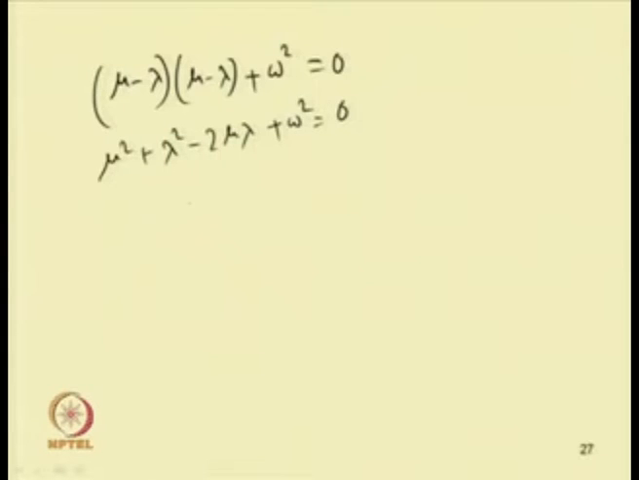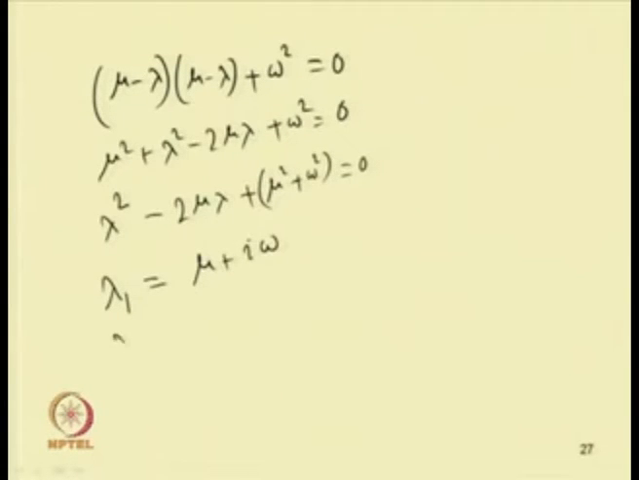So, to solve this equation, I can write lambda square minus 2 mu lambda plus mu square plus omega square equal to 0. From this I can find two values of lambda. So, lambda 1 will be equal to mu plus i omega, and lambda 2 becomes mu minus i omega. In this case one can observe, by changing this control parameter mu, that for mu equal to 0, lambda 1 and lambda 2 will have real part equal to 0, but it will retain the imaginary part.